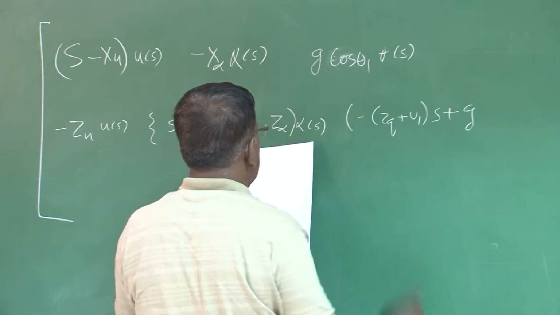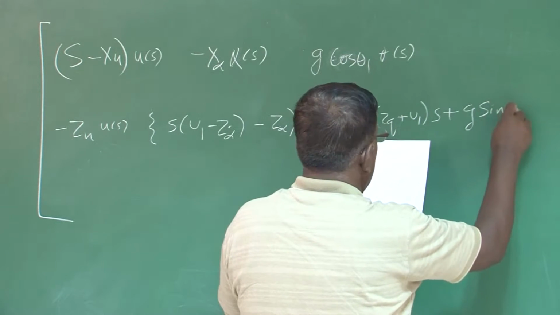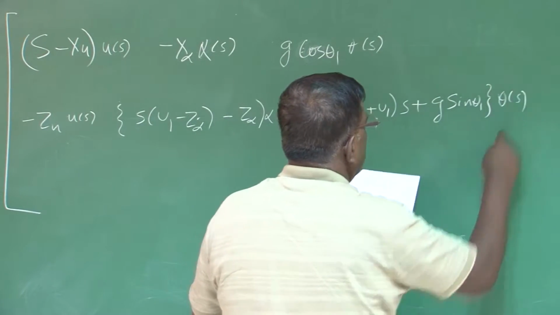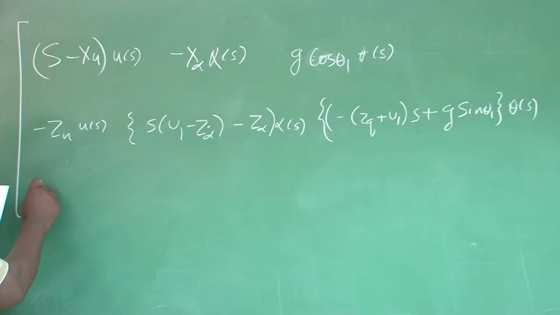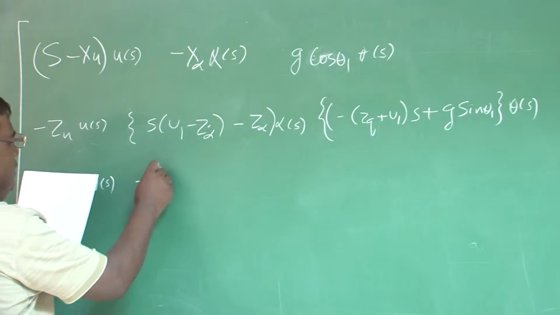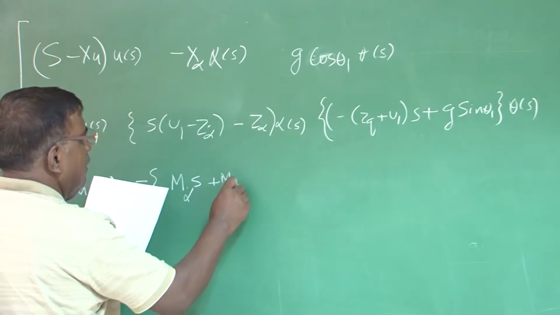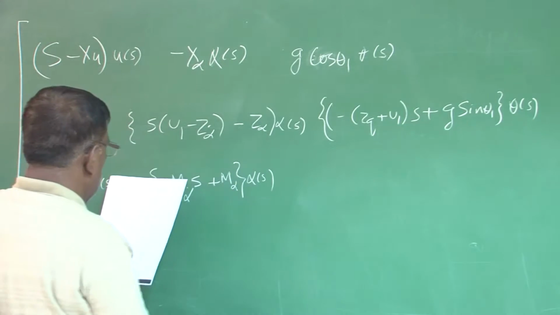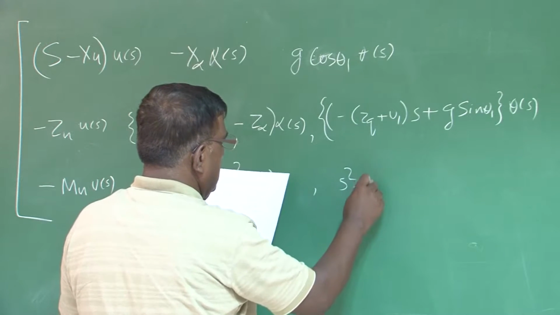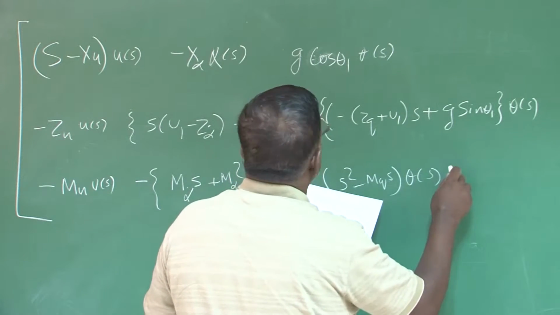You have already these things, so don't blame me if I write something wrong. G sine theta 1 theta of s, and the third one is minus mu into u of s minus m alpha dot s plus m alpha into alpha of s. Then this term is s square minus mq s into theta of s. This is right.